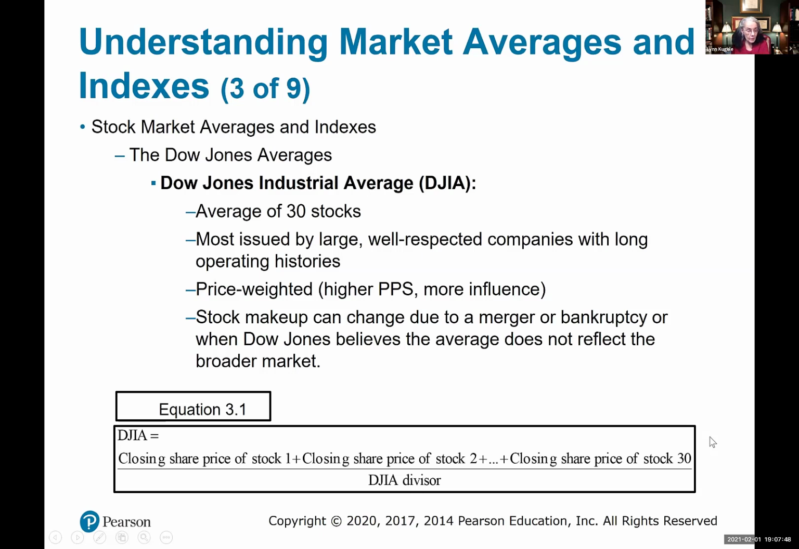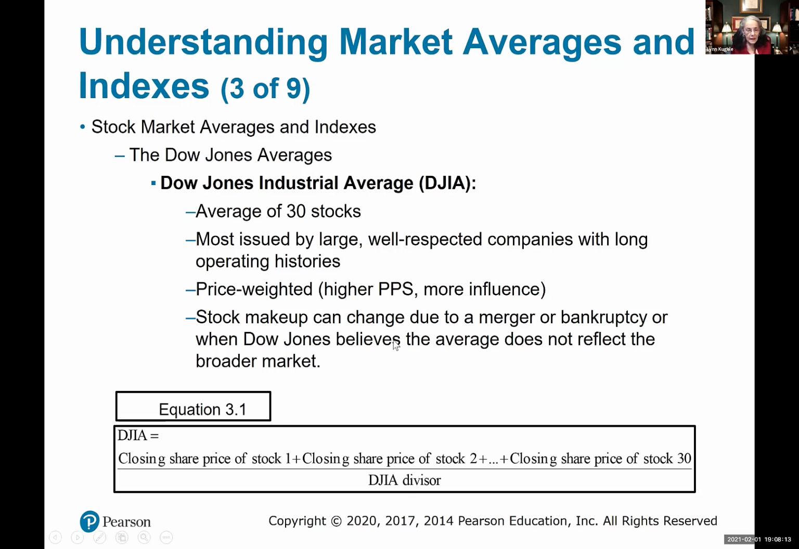Now, way back when it started, the original divisor was 20. You added up 20 stocks and divided by 20. It changes due to mergers, bankruptcy, stock splits, anything like that. The divisor is adjusted, and the divisor now is like 0.87 something.